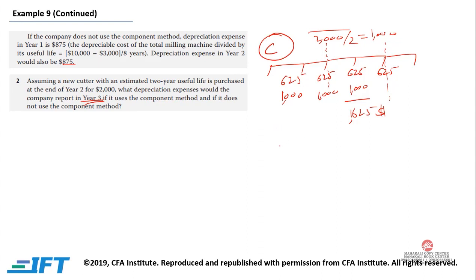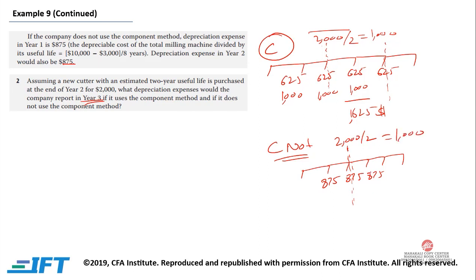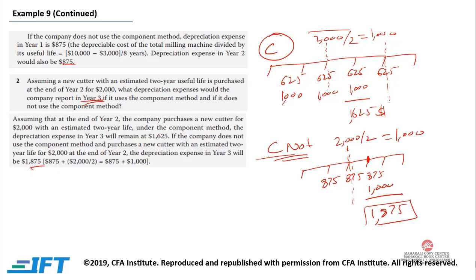And we also want to find out the depreciation if we are not using the component method. When we were not using the component method, each year's depreciation was 875. Now at the end of the second year, we again buy a new cutter for 2,000 and we divide this by 2 because the useful life is 2 years, and the depreciation again would be 1,000. So at the end of the third year, we are going to add 1,000. So your total depreciation when we are not using the component method would be 1875.